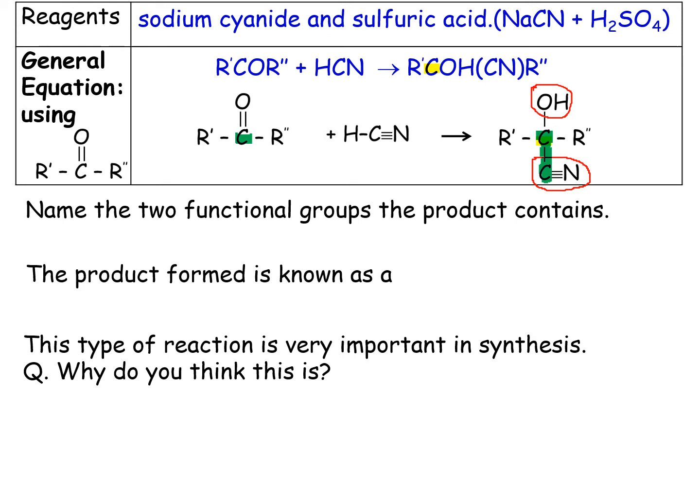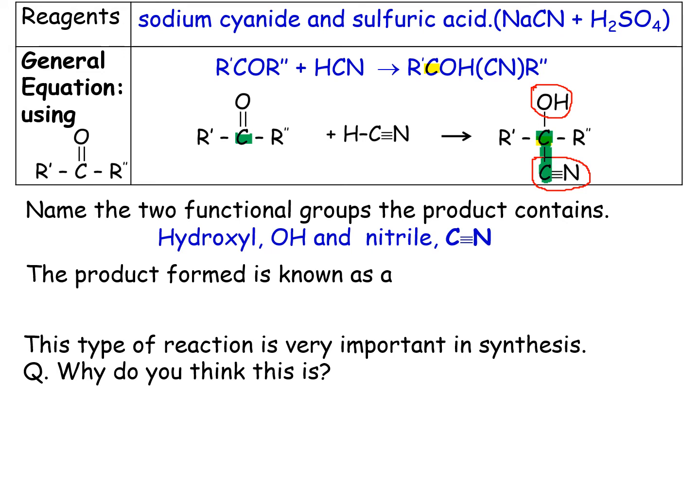All right, let's have a look at the questions then. Name the 2 functional groups the product contains. Well, one of them we're familiar with, that's the alcohol. The other one is a new one. It's called a nitrile group. Now, because that nitrile group is more important than the alcohol, we have to use a different word for the alcohol, and that's the hydroxyl group or hydroxy group. So the 2 functional groups on their own, hydroxy or hydroxyl and nitrile.